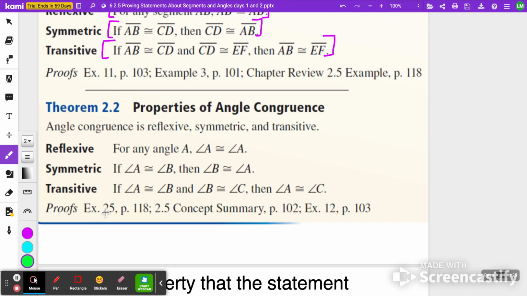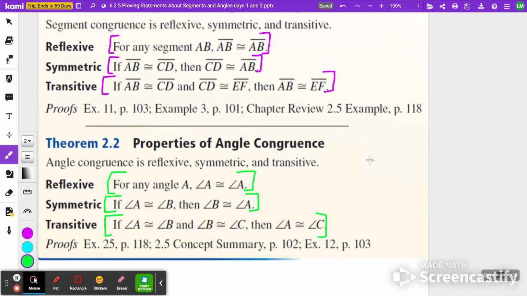Next up, we're going to look at theorem 2.2, which is the properties of angle congruence. Reflexive says for any angle A, angle A is congruent to angle A. Symmetric: if angle A is congruent to angle B, then angle B is congruent to angle A. And then transitive: if angle A is congruent to angle B and angle B is congruent to angle C, then angle A is congruent to angle C. Make sure you have both theorems copied down for 2.1 and 2.2. Pause the video if you need to. When you're ready to go on, click play.